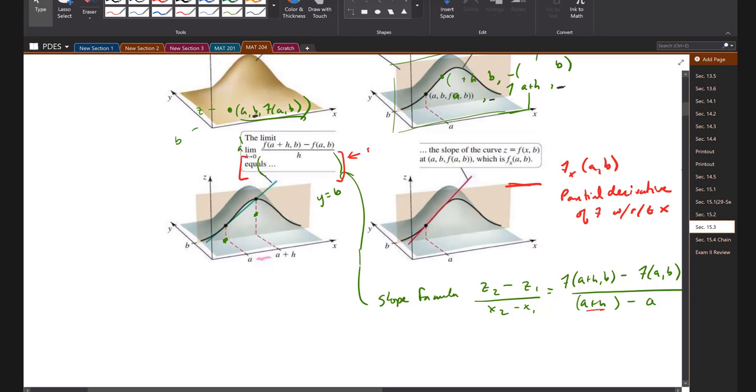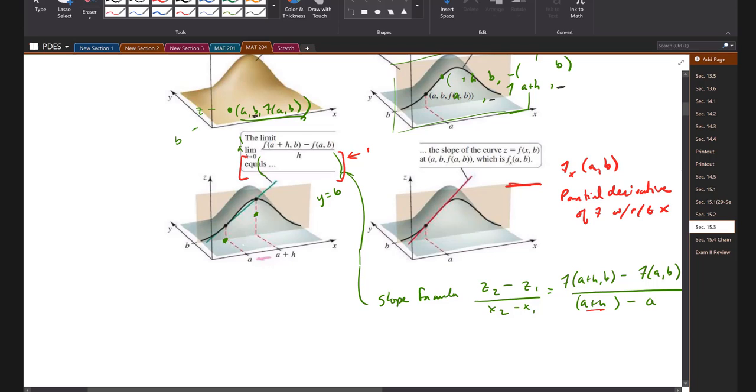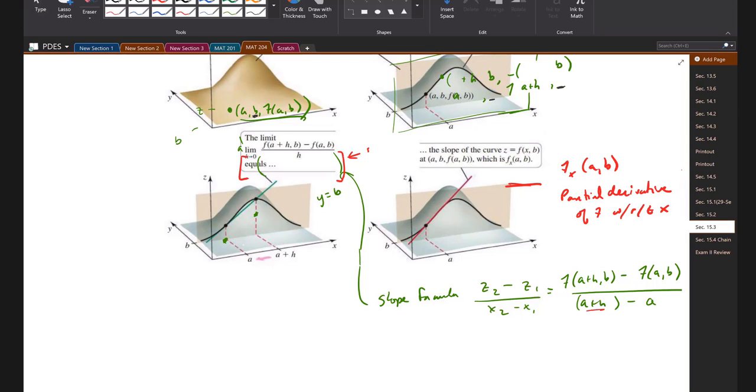So we've got, in fact, let's just say this. We take a planar slice of the form y equals b, so it's passing through that ordered pair a comma b in a way that this plane is parallel to the xz plane. And now inside of this plane, we have a Calc 1 problem of finding the slope of the tangent line for the curve that's formed by the intersection of the plane and the surface.